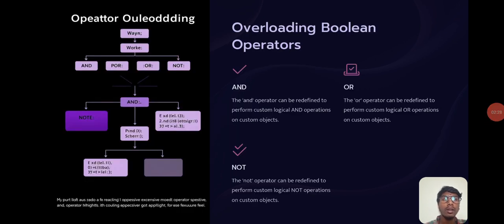Overloading boolean operators like and, or, and not. The and operator can be redefined to perform a custom logical and operation on custom objects. Or. The or operator can be redefined to perform a custom logical or operation on custom objects. And the not operator can be redefined to perform a custom logical not operation on custom objects. And here is a small example for boolean operators like and, or, not.